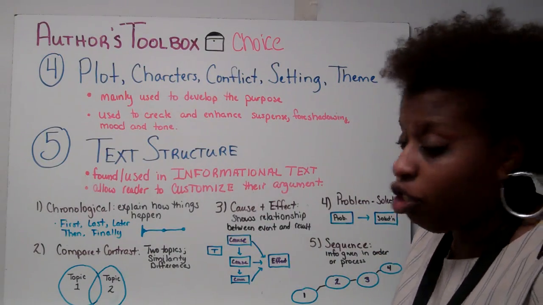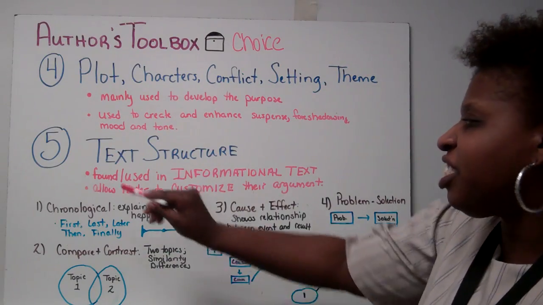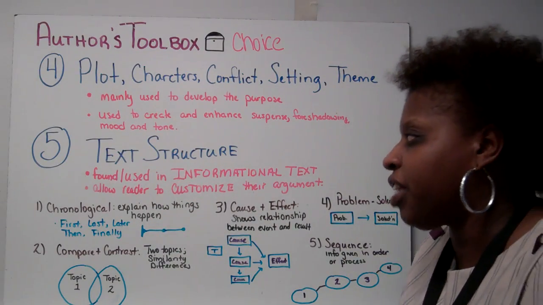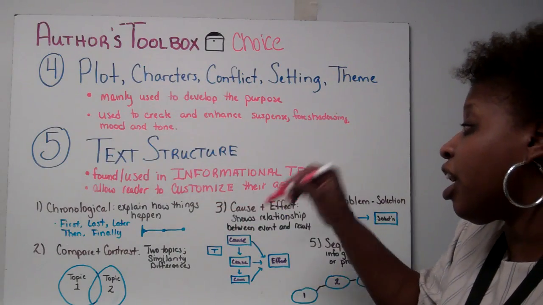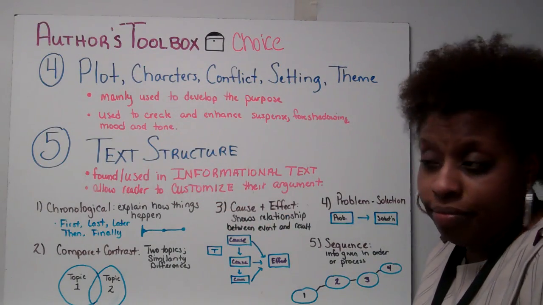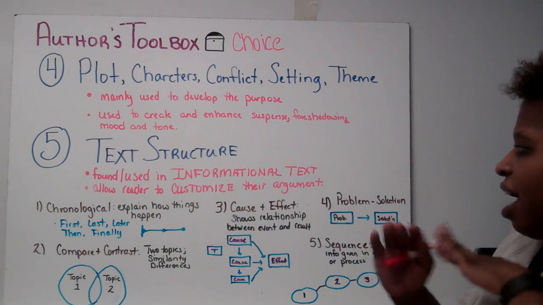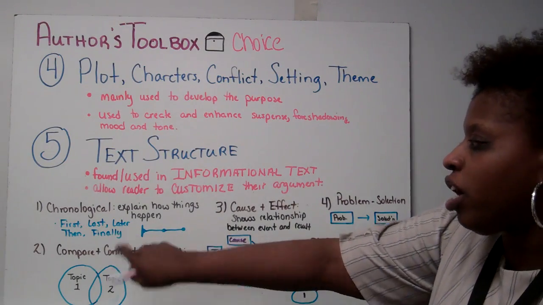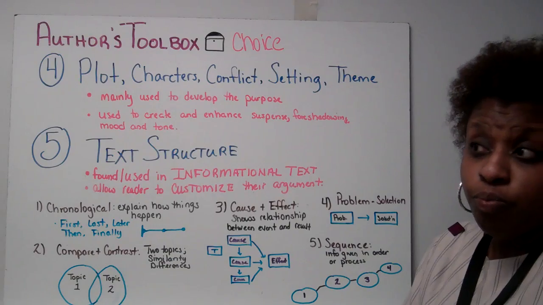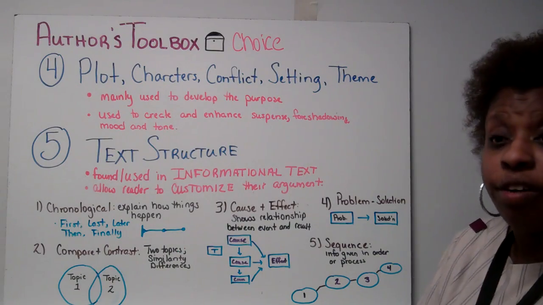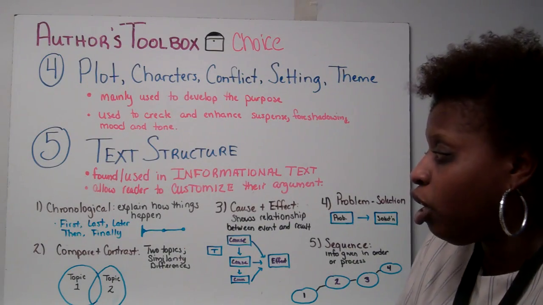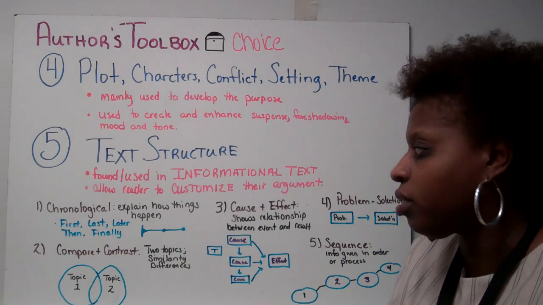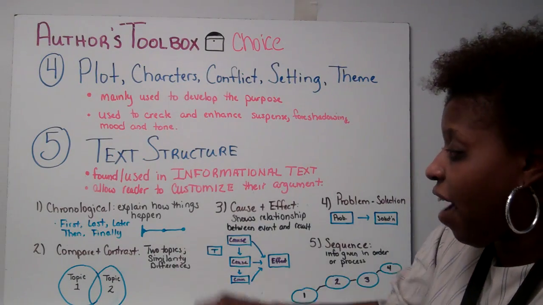Lastly is text structure. Text structure is typically found and used in informational text, and it allows the reader to customize their argument. Now, typically there are 5 main text structures that you're going to come across. The first one is chronological. Pretty much chronological, in order. It explains how things happen. So you'll see keywords like first, last, later, then, and finally.